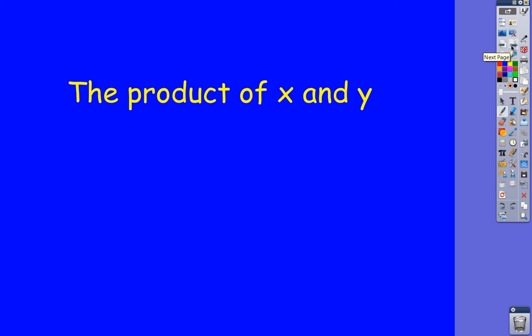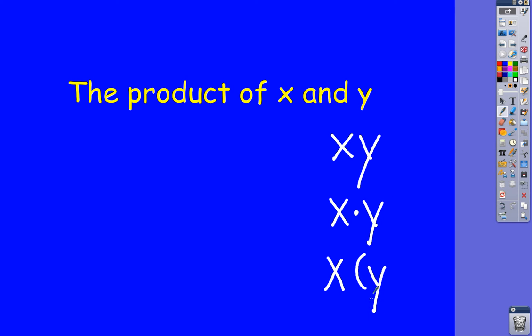Product of x and y. The same is true when we have 2 variables. We can write them right beside each other. Now, if you wanted to put a raised dot in between them, that would be fine. If you wanted to put the parenthesis, that would also be okay. But if we just wanted to keep it simple and short, the easiest form is to just do xy.